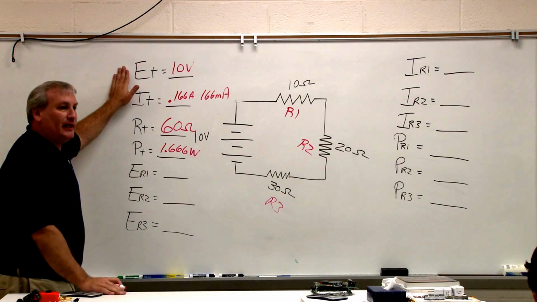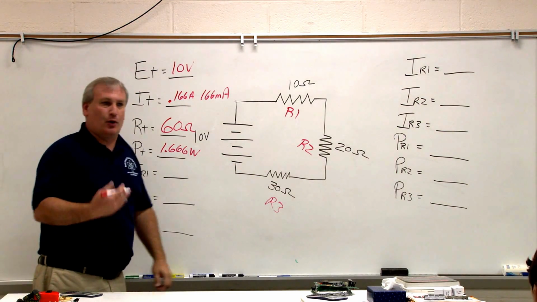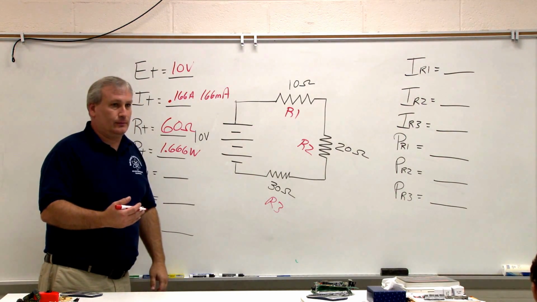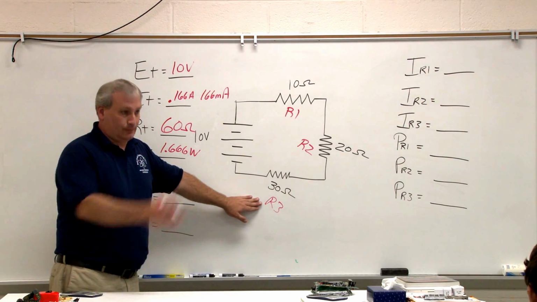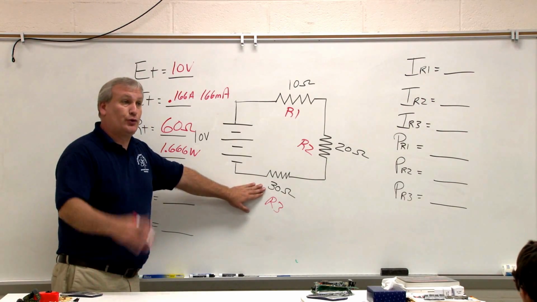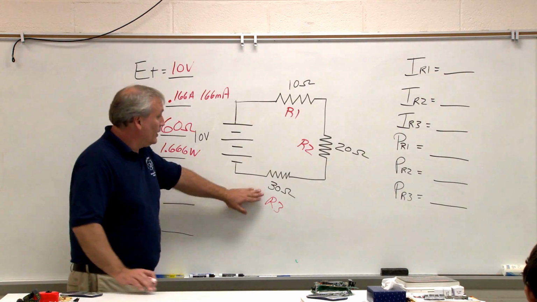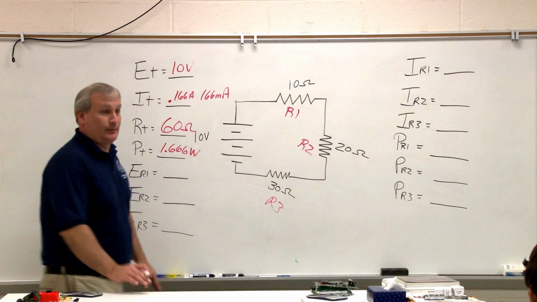Now, without solving it, what can you tell me about the voltage drops? Which resistor is going to drop the most voltage? R3. Why? Because it's the most resistance. The largest resistor is going to drop the most voltage. The 20 ohm is going to drop less, and the 10 ohm is going to drop even less.